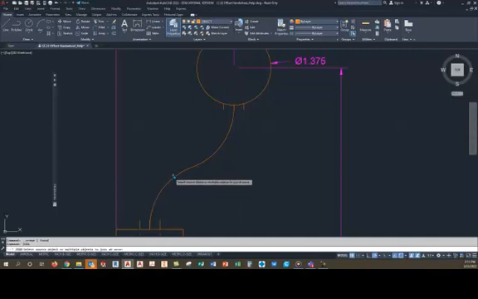If you remember that one, JO, enter. It's also up here under modify. You may have to click on the little down thing to find it. You pick your two pieces or however many pieces you want to hook together, enter. Now they're all one piece.